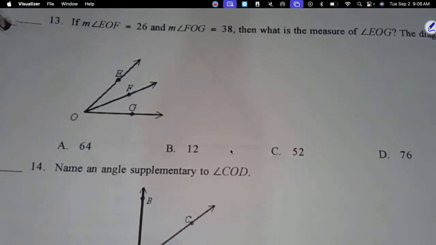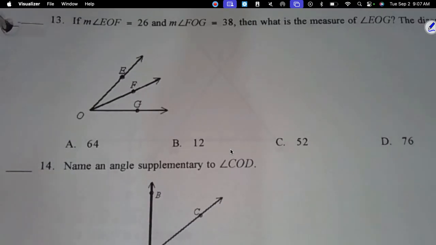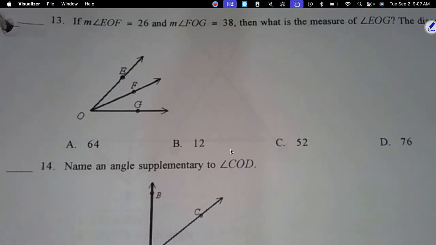Okay, 13 says, y'all just do not let me forget, tell me to go back to number 6 on the test. If EOF is 26, so the first thing I'm going to write on my paper is 26. And FOG is 38, so the next thing I'm going to write is 38 in the FOG. Okay, everybody good with this? Just write it down. And then it says, what's the measure of EOG? What is EOG? It's the whole thing, both of them together. So you would just add, what is 26 plus 38?